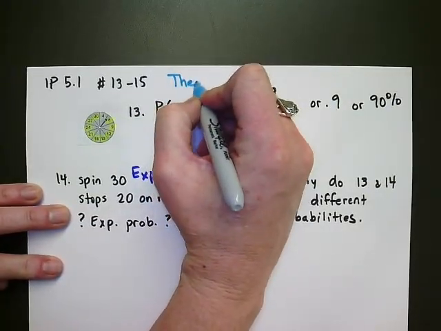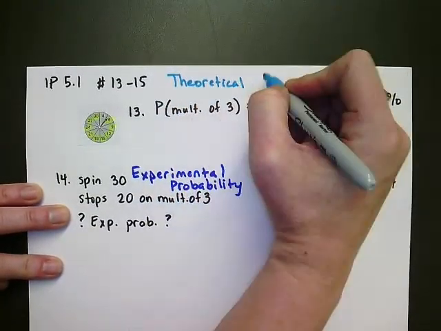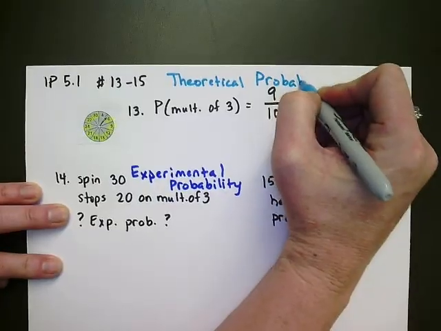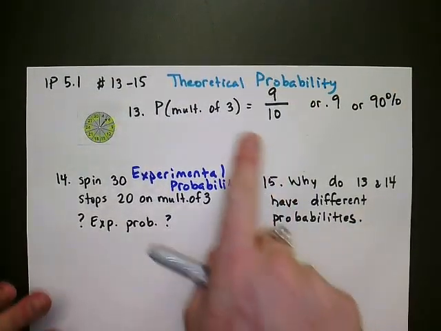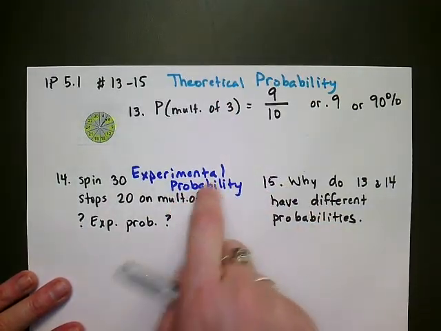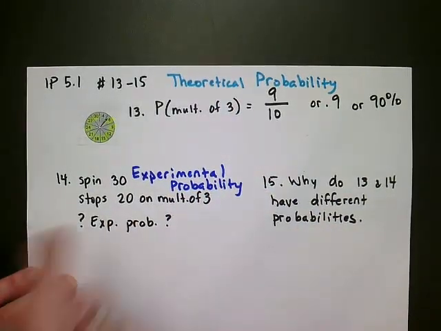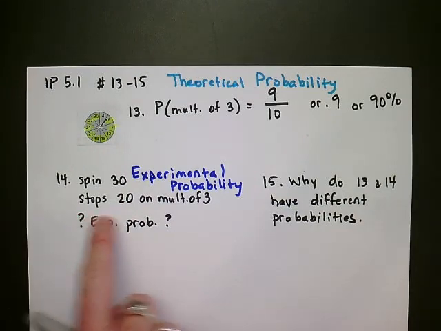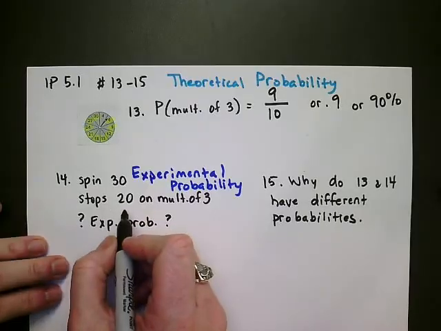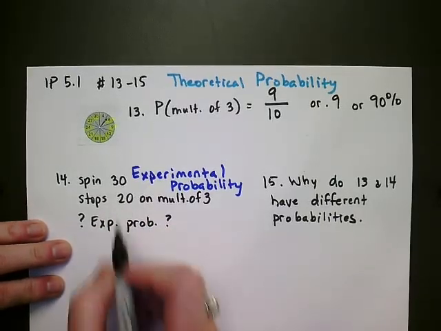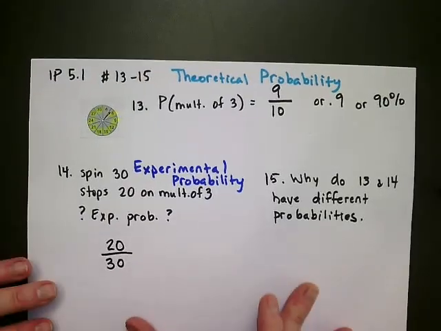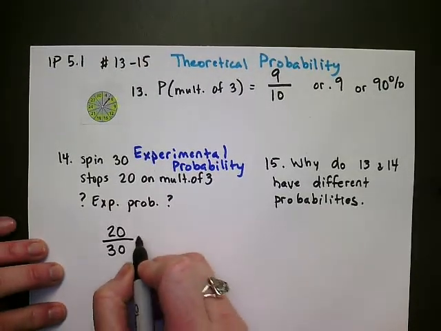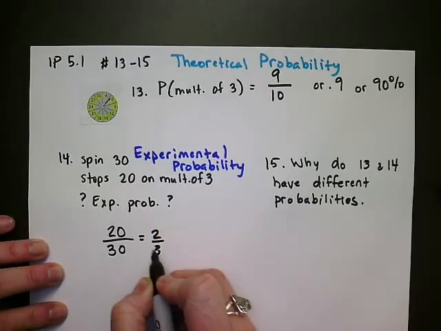So this one is theoretical probability. I think I'm spelling it right, probability, okay? So this is kind of what should happen, what we expect to happen. This actually did happen. We actually ran trials. They spun 30 times and it stopped on a multiple of 3 20 times. So this time, our probability was 20 out of 30 times. That's 20 out of 30, which is 2 out of 3.